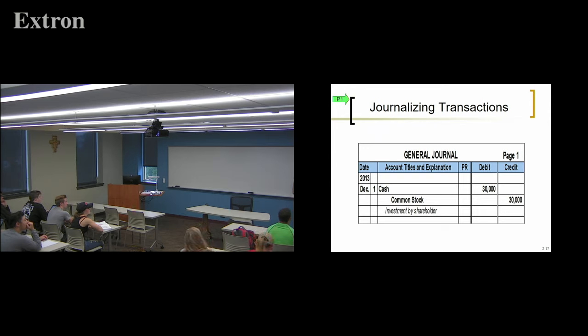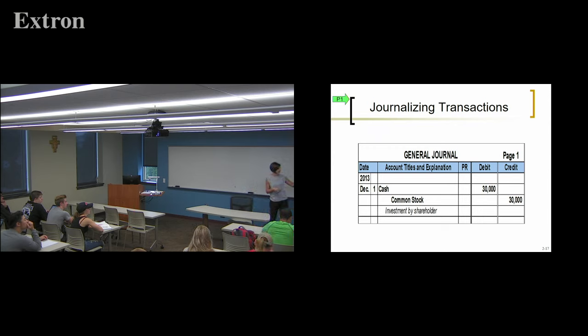We've got a day column. Remember, we put the year at the top of the day column on the first page. Then we identify the month. We only write the month one time unless the month changes. We only write the year one time unless the year changes on that page. When we get to the second page, or the next page, we write the year again at the top. We write the month again, just so we always know when we're leafing through, we know where we're at.